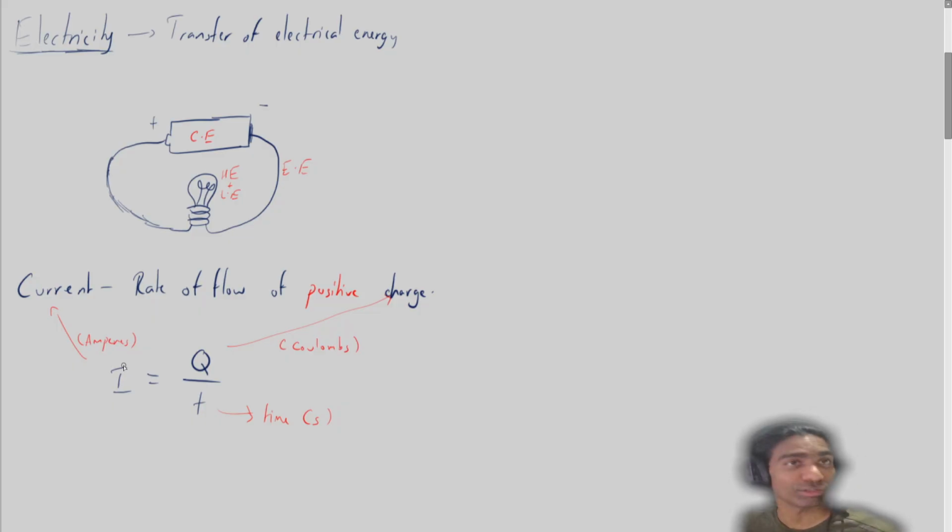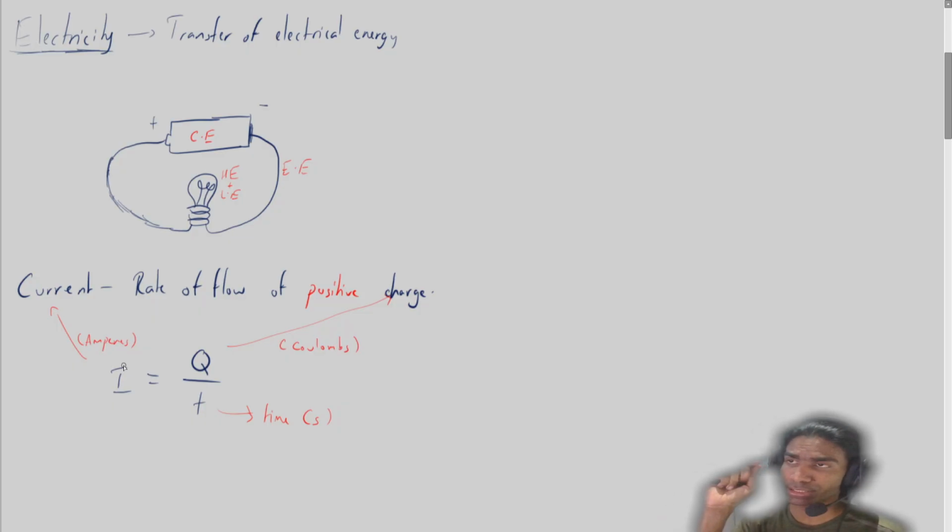It's the rate of flow of positive charge, which means that it's the flow of some amount of charge in some particular amount of time. Okay, that's what we define current as. Another point about this is that remember that we can really only let the current flow if there is a closed loop. We call this closed loop a circuit.